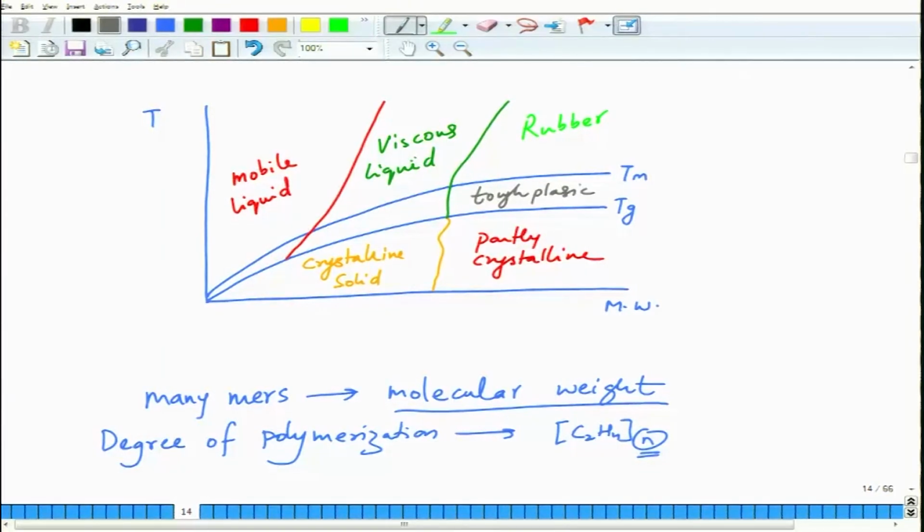So, at lower molecular weights, the solid is crystalline or has certain crystallinity, and it tends to convert into a liquid which could be mobile, with low viscosity, or with high viscosity depending upon the molecular weight. At very high molecular weights, the polymer is partly crystalline, and it tends to have a wider region between the glass transition and melting point. Between these two, it tends to act like a tough plastic, and before it becomes more rubbery at higher temperatures. So, these are viscosity related behaviors of polymers as a function of temperature and molecular weight.